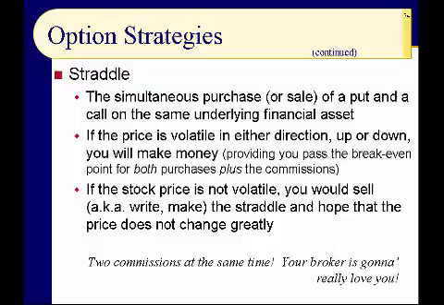Well, of course it will, unless you are unfortunate enough to have the price at the exercise date hit exactly your strike price. If the price is volatile in either direction, up or down, you will make money, providing you pass the break-even point for both purchases plus the commissions. If the stock price is not volatile, of course, you could sell, also known as writing, also known as making the straddle, and hope that the price does not change greatly. Oh boy, 2 commissions at the same time. Your broker is really going to love you.